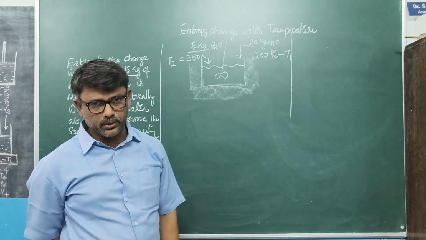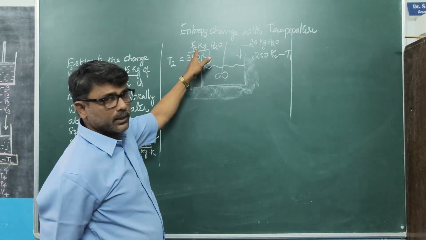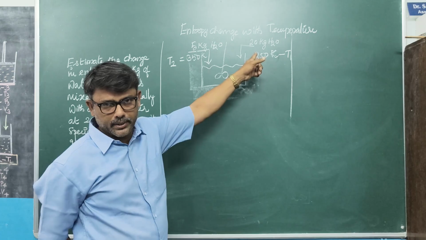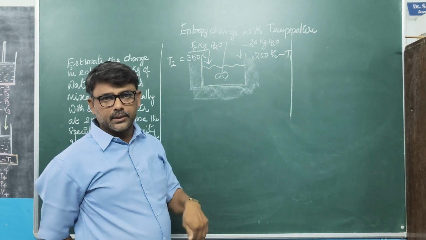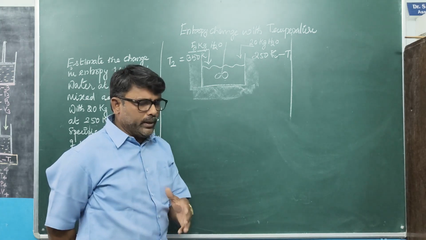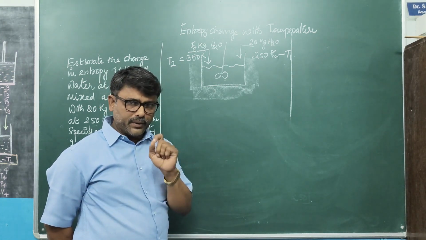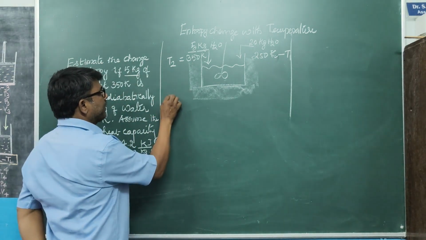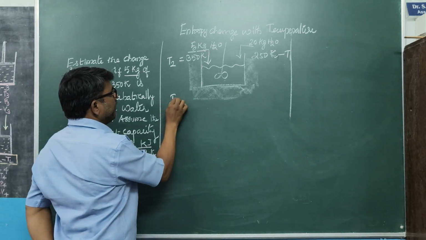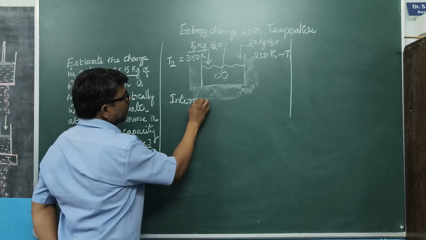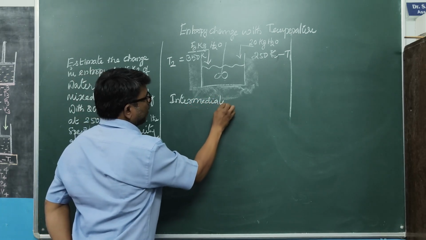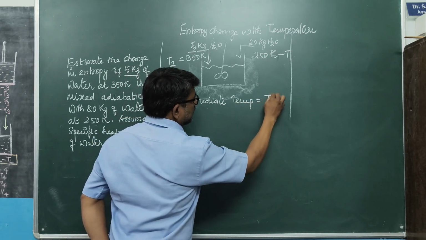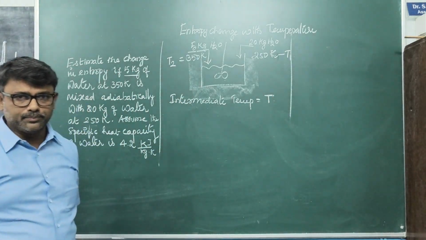This is a spontaneous process. The high temperature water decreases its temperature, and the low temperature water increases its temperature. If you are allowed enough time, a new temperature will be arrived. The new temperature is called the intermediate temperature. Now we can represent this intermediate temperature by notation T.